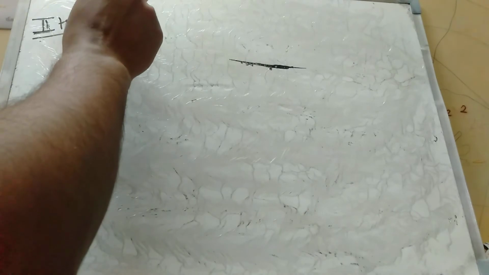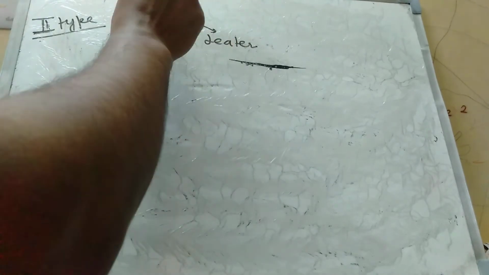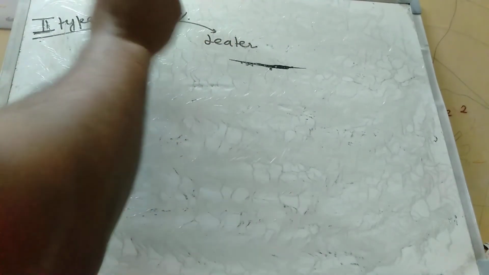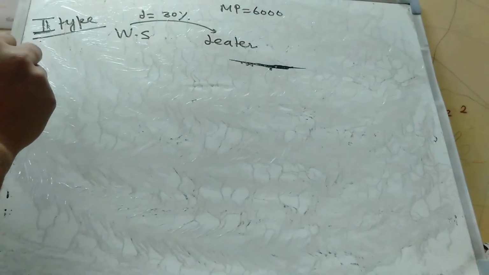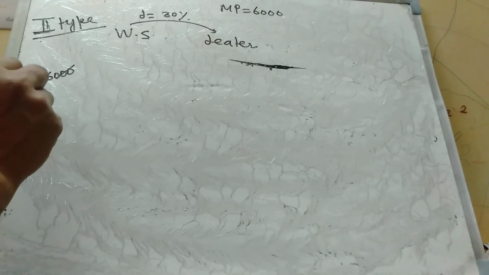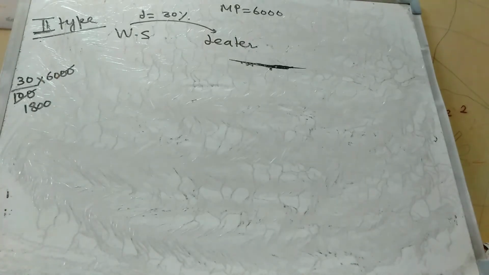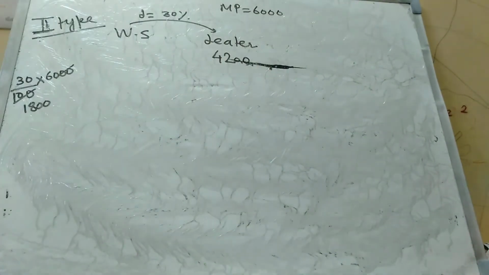Now in this question, the wholesaler gives 30% discount to the retailer. The mark price of the article is 6,000 rupees. So 30% discount of 6,000 is 1800. The dealer gets a discount of 1800 from the wholesaler, means he receives the article at rupees 4200.